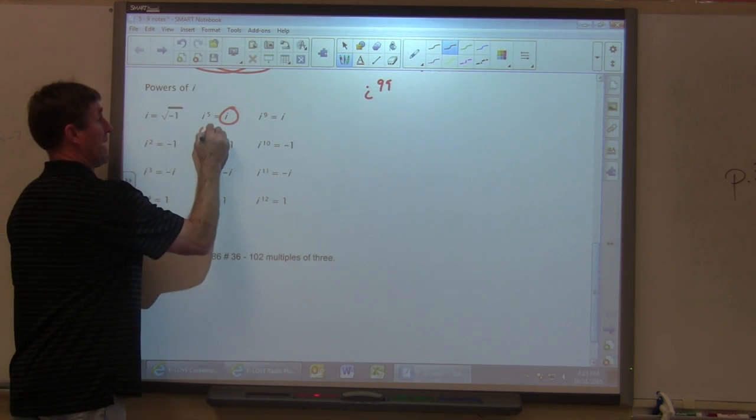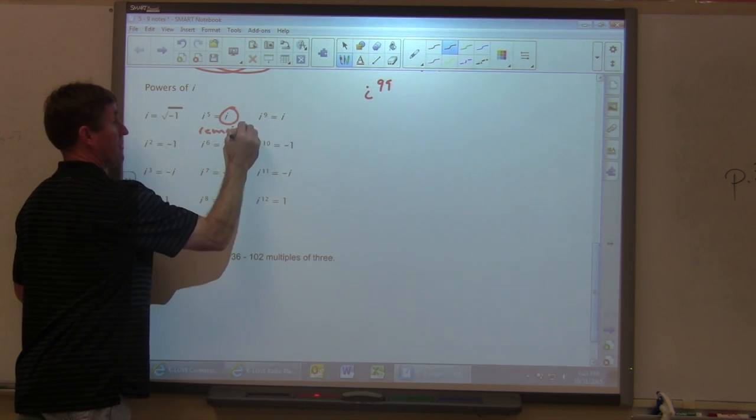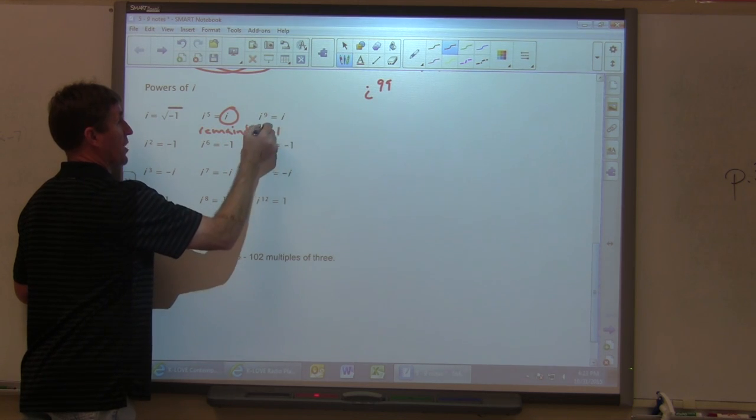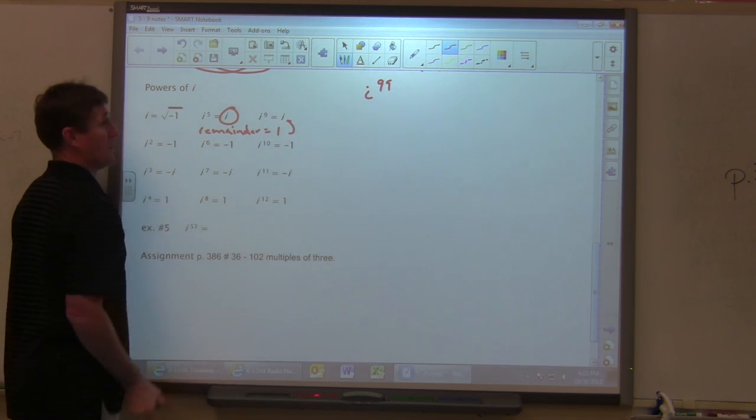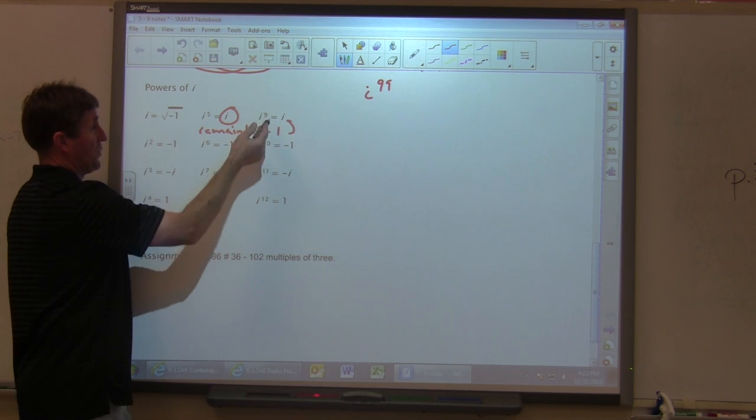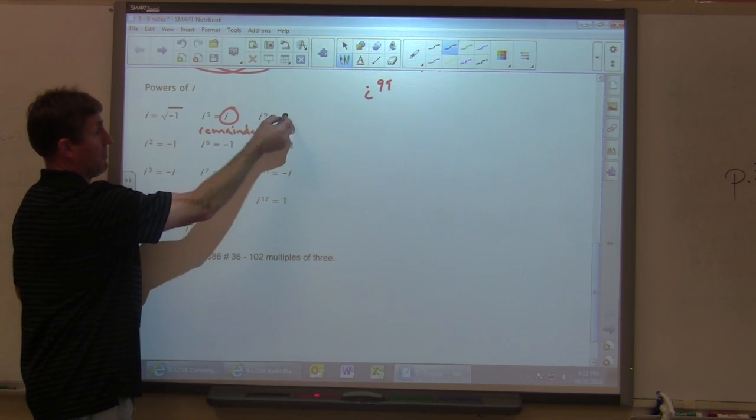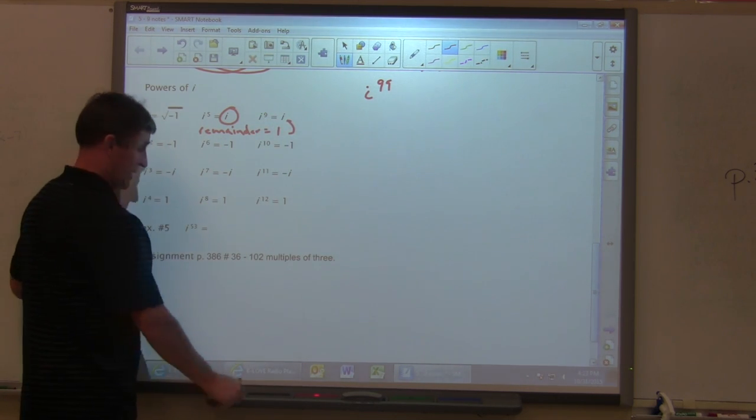If the remainder is 1, it's always going to be I. Okay, so if the remainder equals 1, it will always be I. 4 goes into 8 twice with 1 left over, and so the remainder is 1, and so it's I.